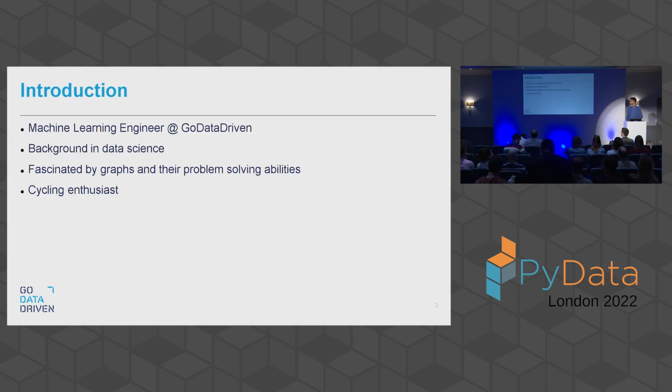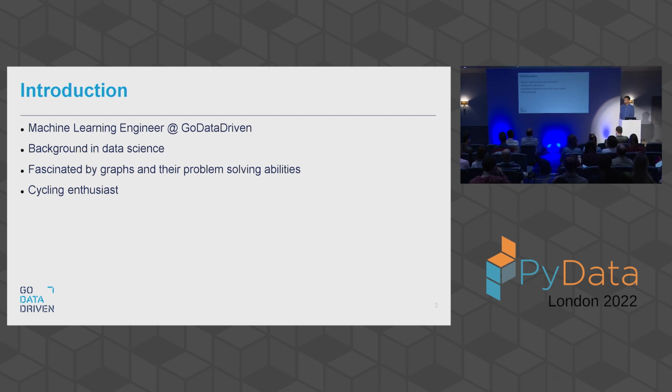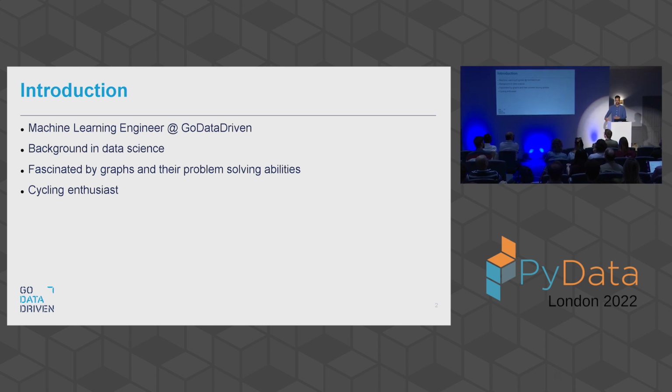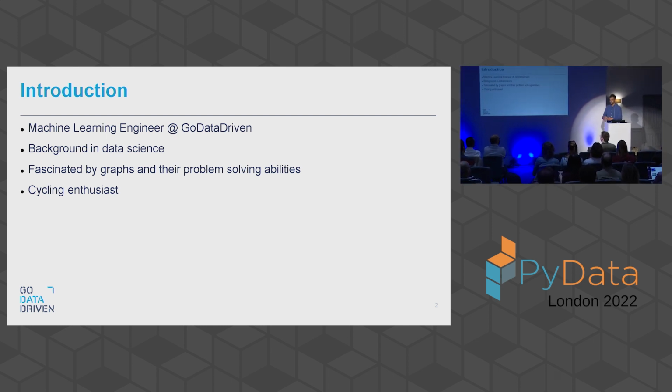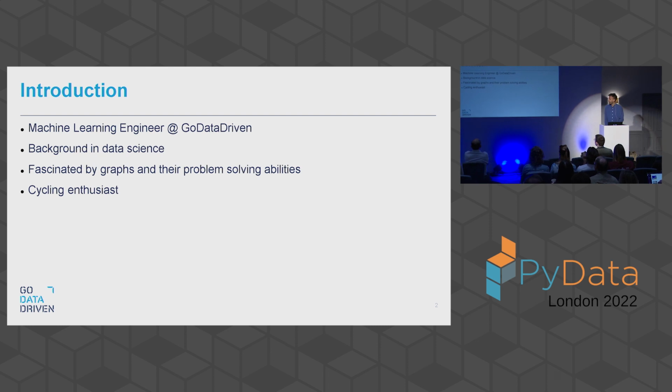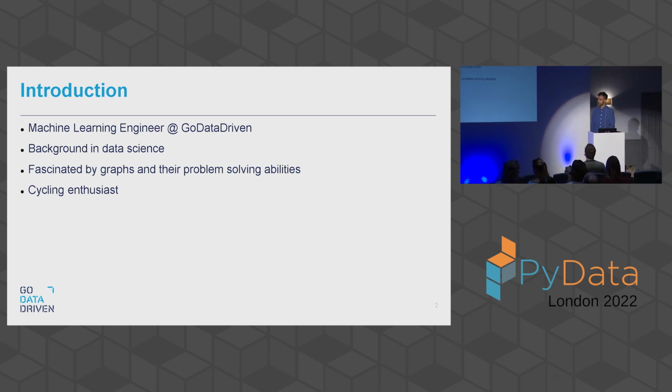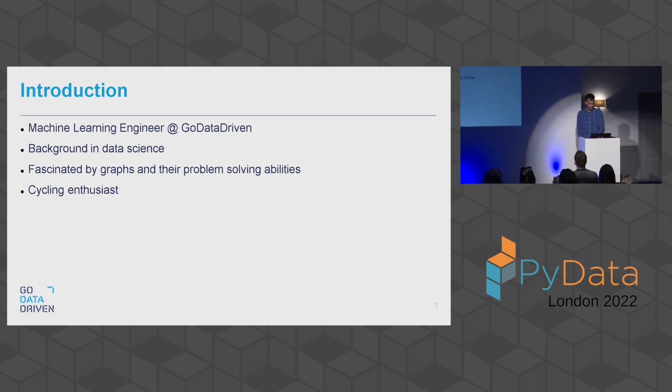So to introduce myself, I work as a machine learning engineer at Go Data Driven in Amsterdam, in the Netherlands. I have a background in data science, worked several years as a data scientist, had a bit of an identity crisis because I really liked engineering, and so now I'm trying to combine the two, a bit of data science and the engineering side of things. And quite recently I've become fascinated by graphs and their problem-solving abilities, which is what this talk is about.